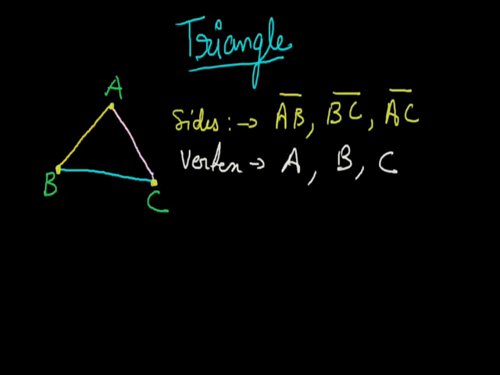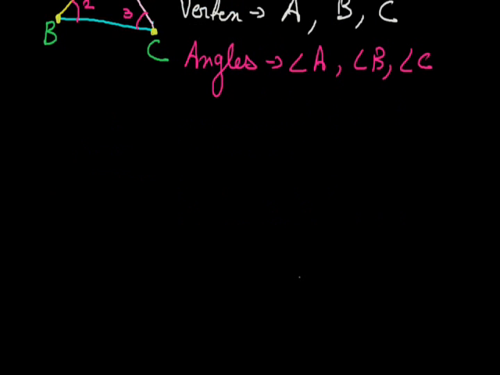It also has three angles, A, B and C. We can also number them as 1, 2 and 3. So the three angles of the triangle are angle A, angle B and angle C. Now on the basis of the sides, triangles can be classified into three types.